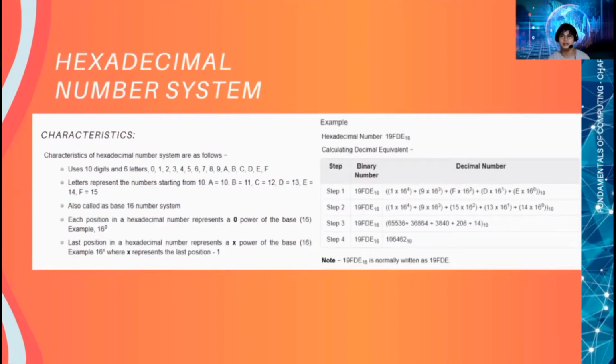We also have hexadecimal. Hexadecimal uses 10 digits from 0 to 9 and then 6 letters from A to F. The letters represent the numbers from 10 to 15, where A is equal to 10, B is equal to 11, C is equal to 12, D is equal to 13, E is equal to 14, and F is equal to 15. So it is also called the base 16 number system. Each position in a hexadecimal number represents a power of the base 16, starting from 0, and the last position represents the x power of the base 16.